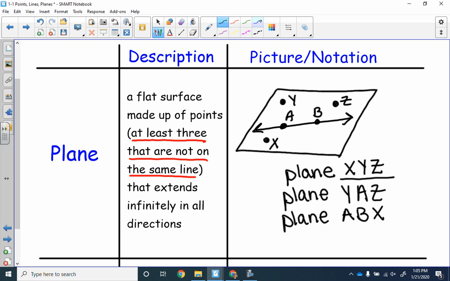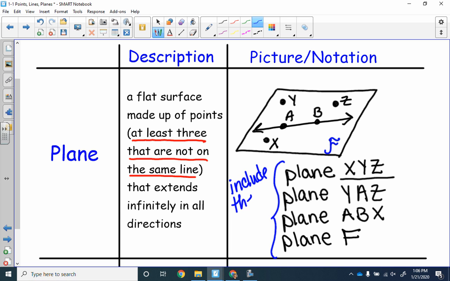Another way that you can name it is based off of, in the corner you will sometimes see an uppercase script letter, or a cursive letter, and that will represent the plane as well. So here's my fancy way of drawing an F, and so we could refer to this as plane F. The big thing about this is make sure you include the word plane whenever you are trying to describe or talk about a plane.